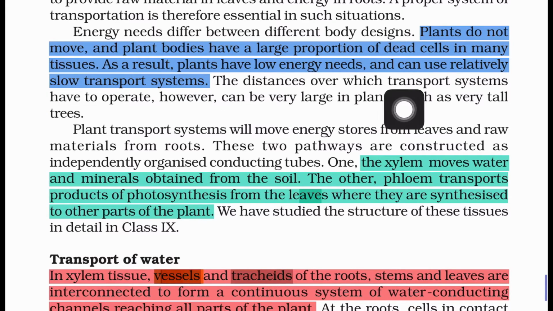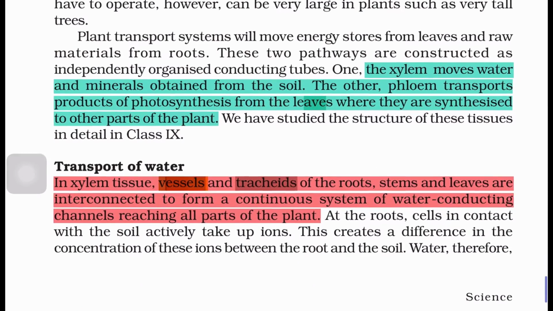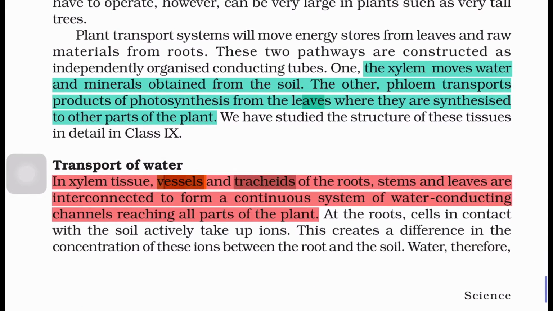The distances over which the transport system has to operate, however, can be very large in plants such as very tall trees. So in the plant transport system, materials may pass through a longer distance in taller trees. Plant transport systems will move energy stores from leaves and raw materials from roots. So, how will the materials move? The raw materials will move from roots to the leaves, and the food material will move from leaves to the different parts of the plant body.